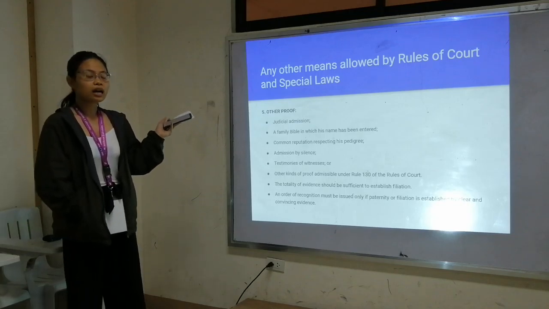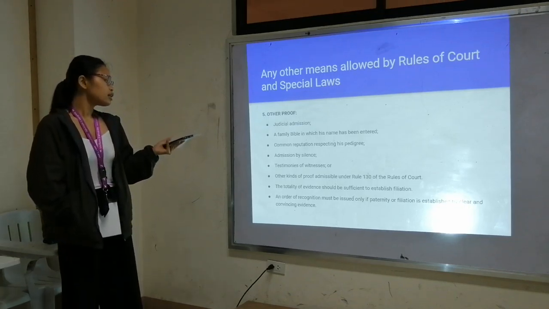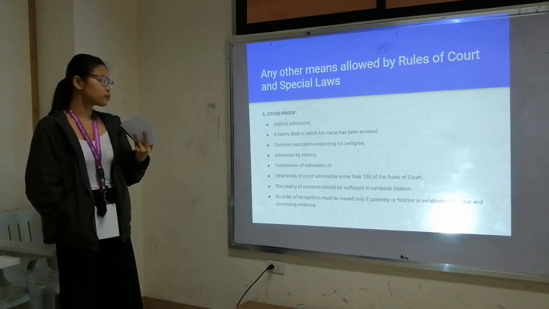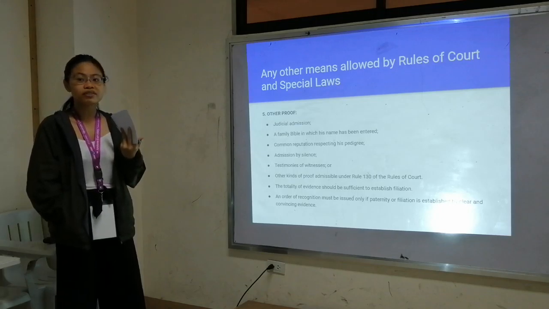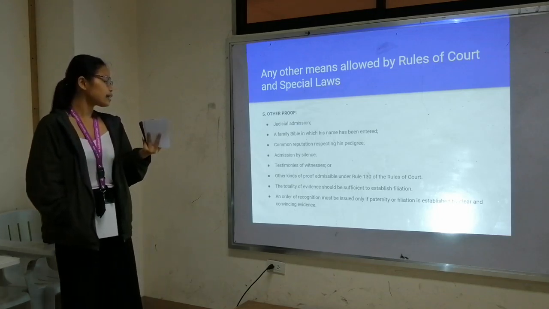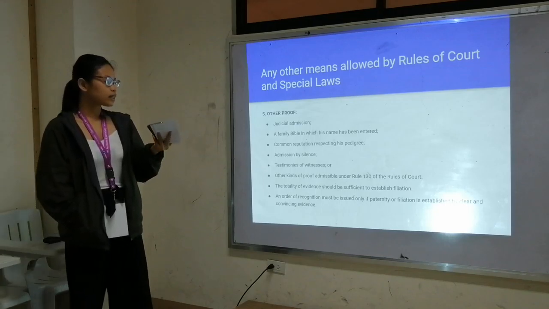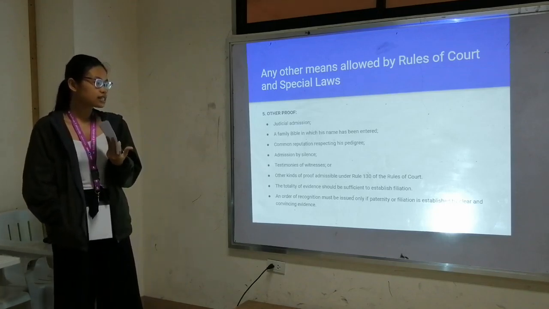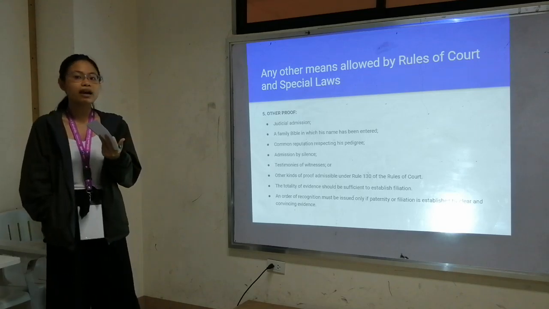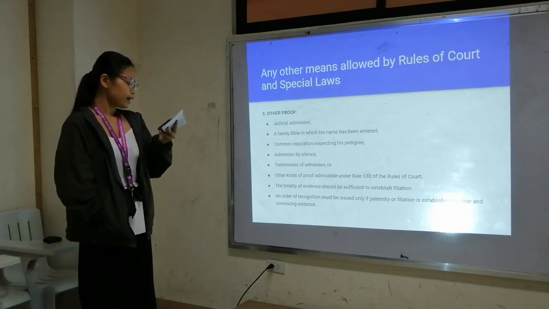With this other proof under Rule 130, the totality of evidence should be sufficient to establish filiation, and an order of recognition must be established only if paternity or filiation is established by clear and convincing evidence.